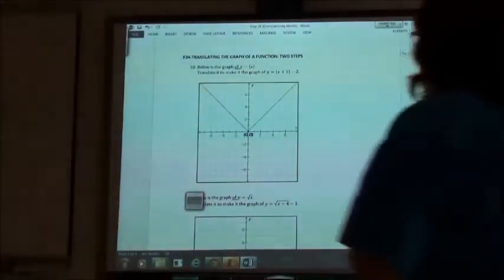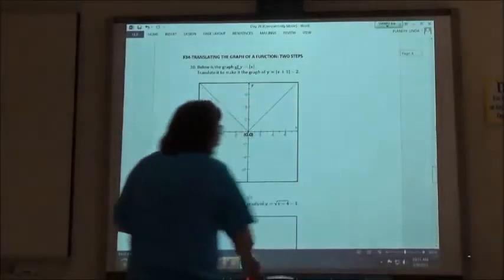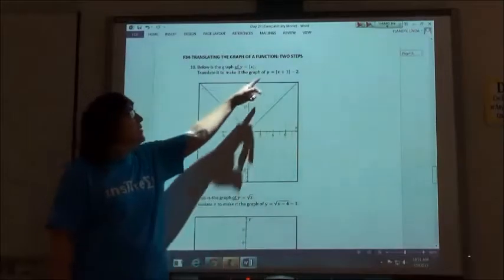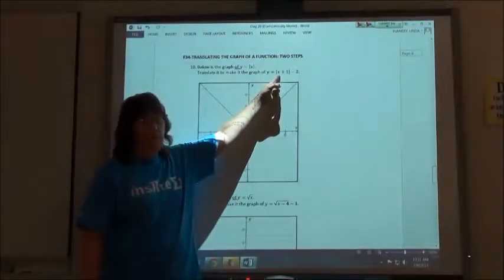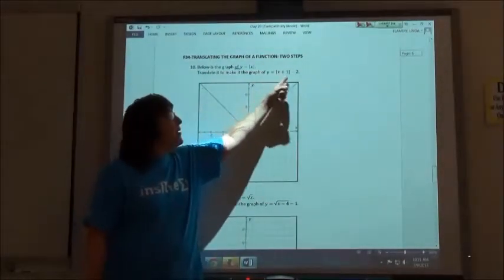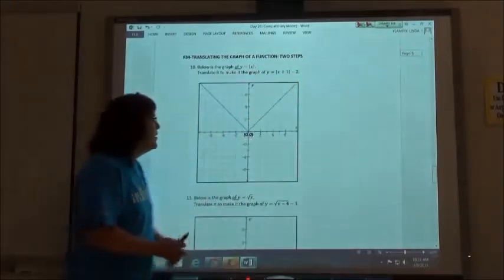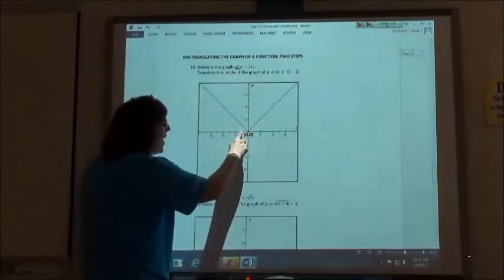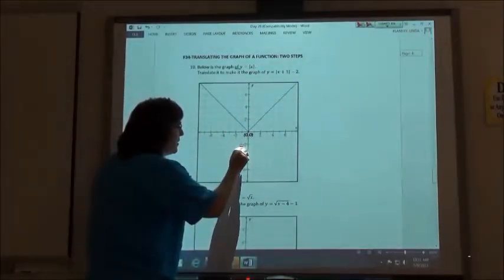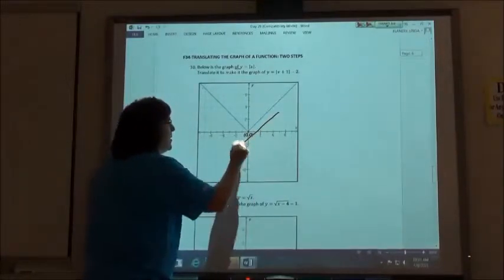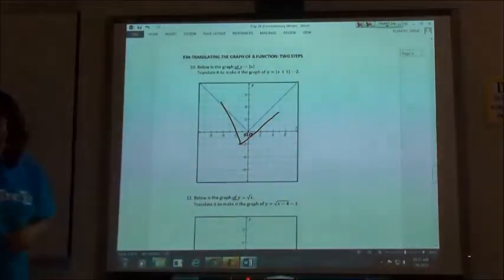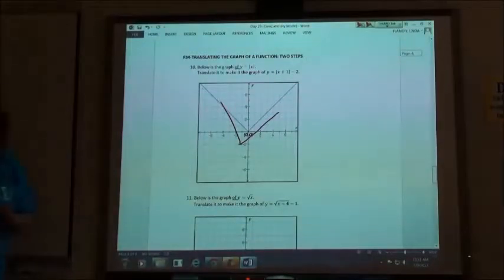Numbers 10, 11, 12, it's going to do both translations. So this one is going to move to the left 1, down 2. So I'm just going to grab it, move it back 1 and down 2, which moves it right to here. My new vertex is at -1, -2. Like when we drew the absolute value functions.